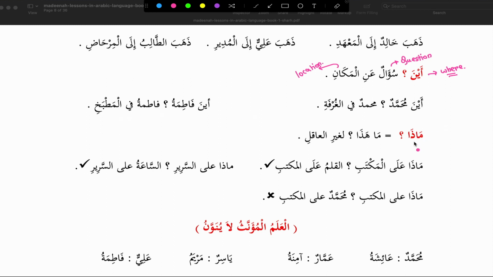ماذا means what is this. طيب. So maza literally means ma haza. So ma is what, haza is this. So maza means what is this. لغير العاقل. Okay, for non-human.